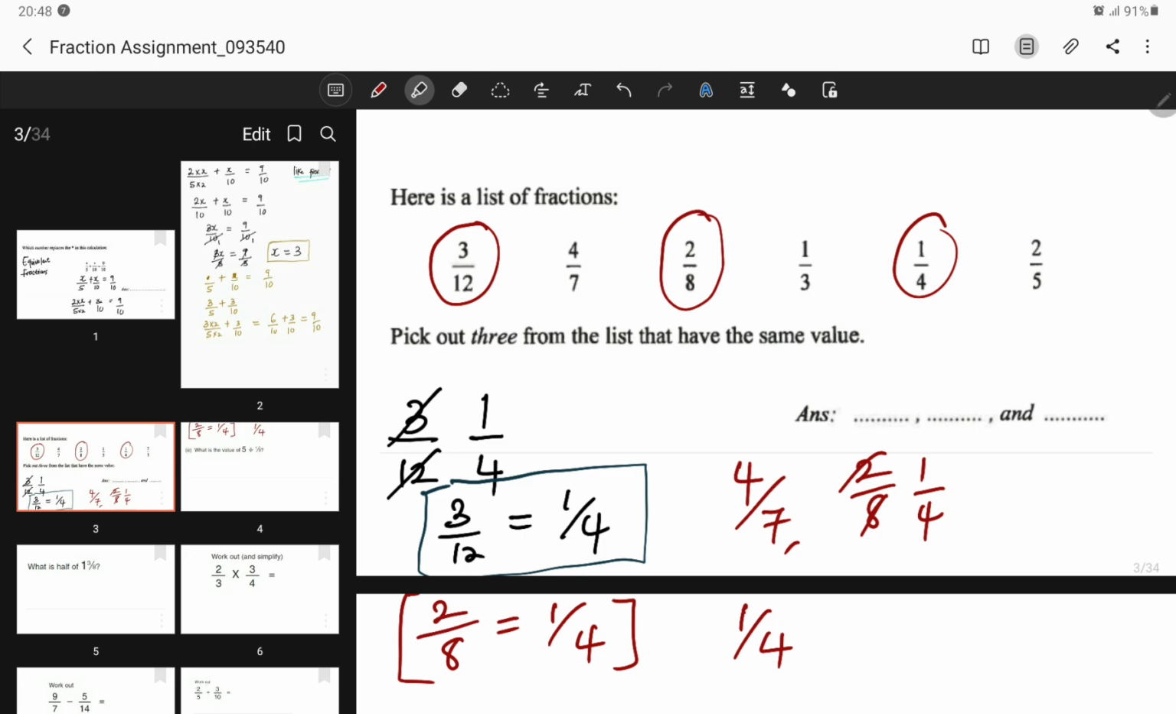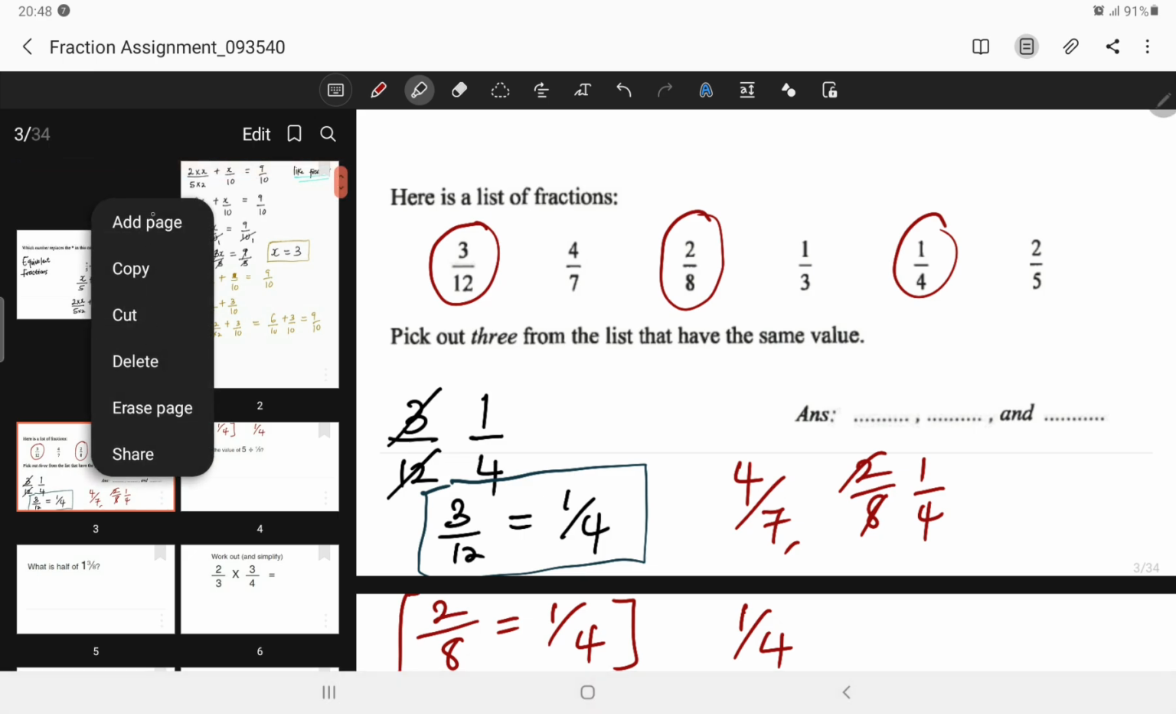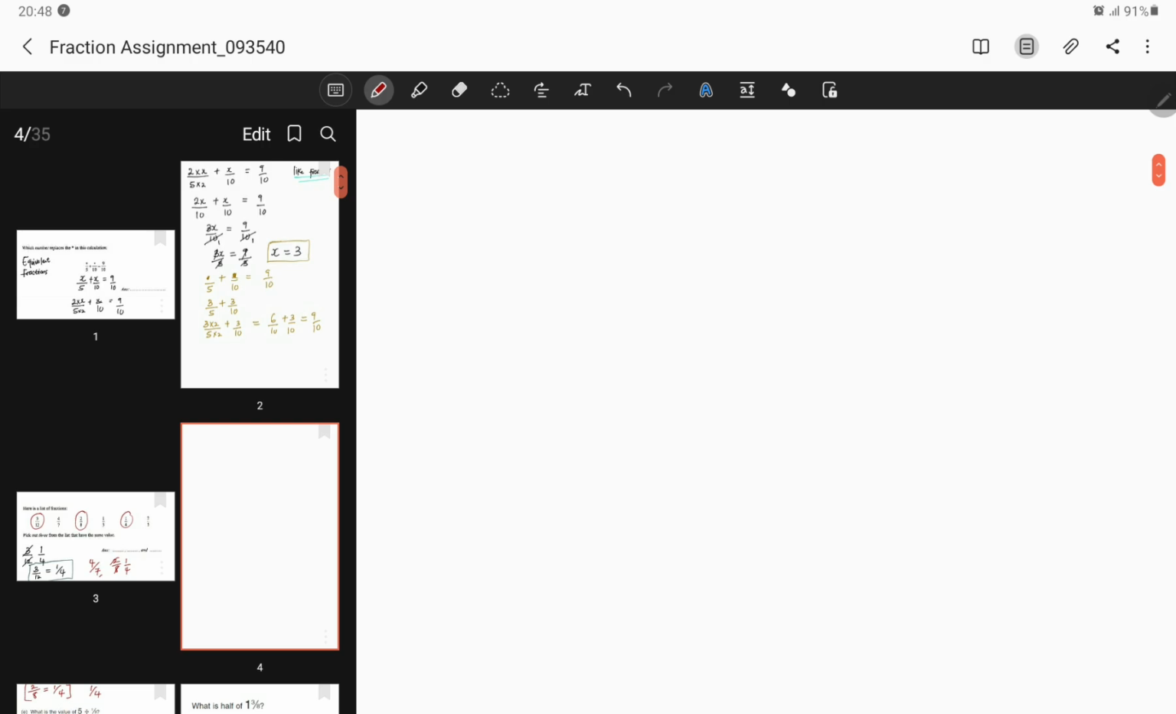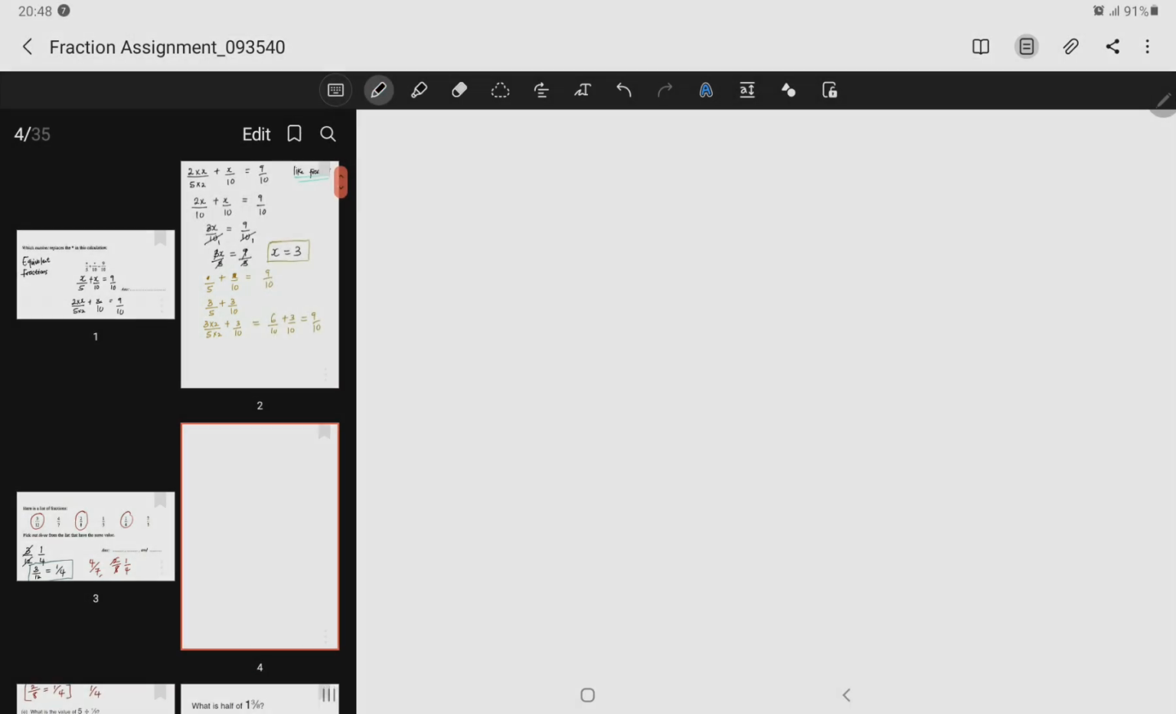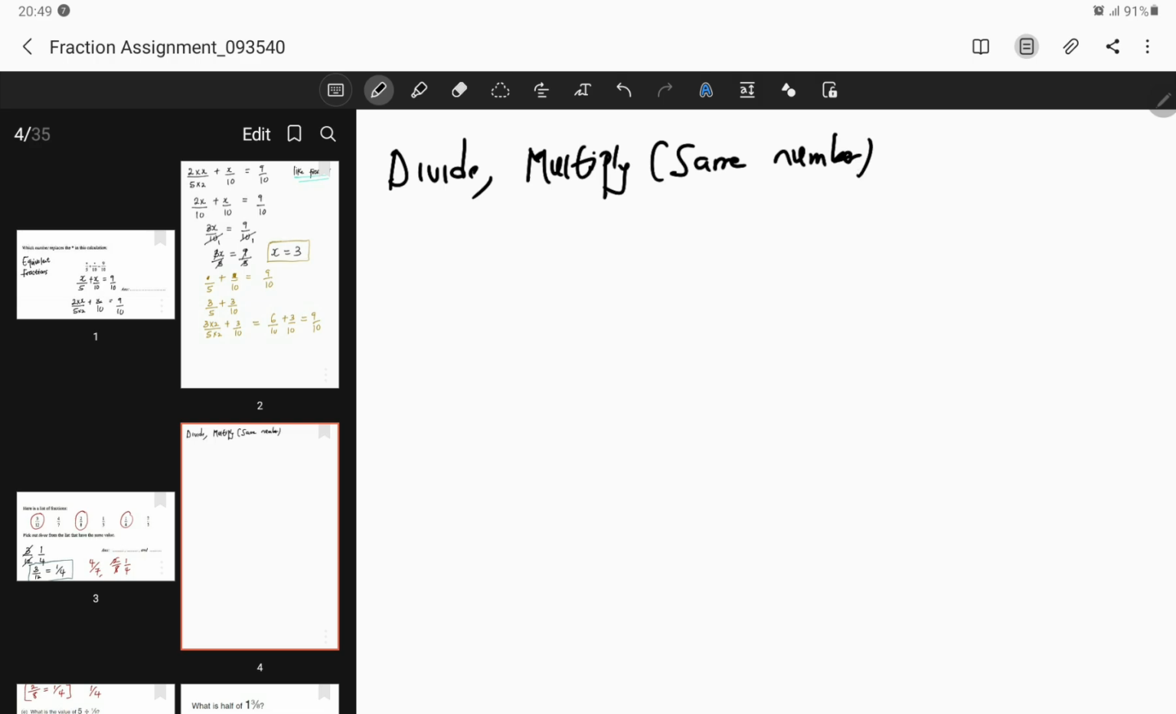Now, one key thing I want you to always remember is that equivalent fraction says, in summary, you either divide or multiply the numerator and denominator by the same number. And before you can add or subtract fractions, denominators must be the same. So these are the things I want you to remember.